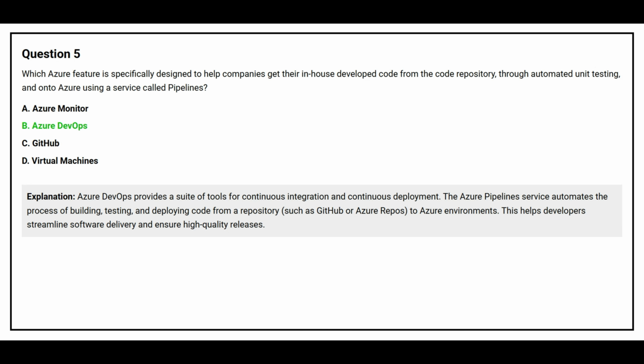Azure DevOps provides a suite of tools for continuous integration and continuous deployment. The Azure Pipeline Service automates the process of building, testing, and deploying code from the repository, such as GitHub or Azure Repos, to Azure environments. This helps developers streamline software delivery and ensure high-quality releases.